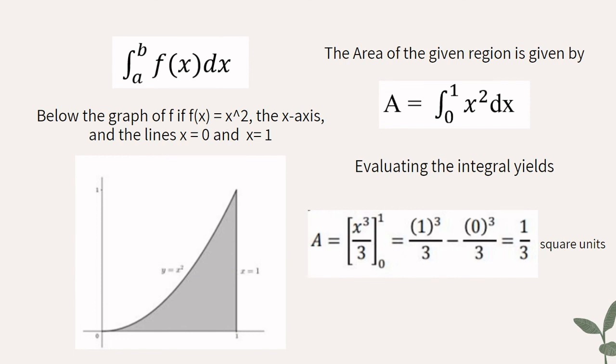For example, find the area of the indicated region below using integral. The graph of f, if f of x is equal to x squared, the x-axis, and the lines x is equal to 0 and x is equal to 1. The area of the given region is given by A is equal to the integral of x squared dx evaluated from 0 to 1. Evaluating the integral yields A is equal to x cubed over 3 evaluated from 0 to 1. Simplify that and you will get 1 cubed over 3 minus 0 cubed over 3, and the area of the region is 1 over 3 square units.